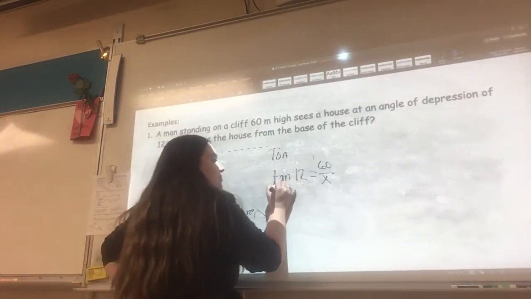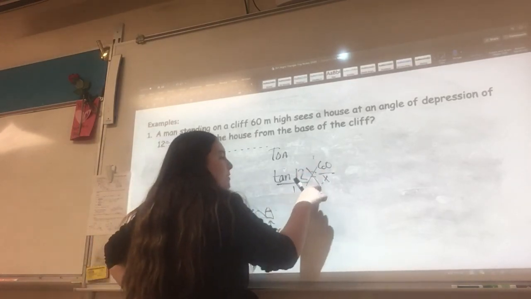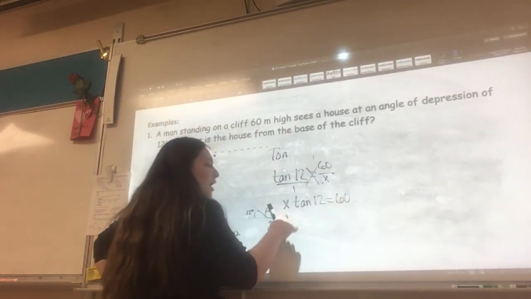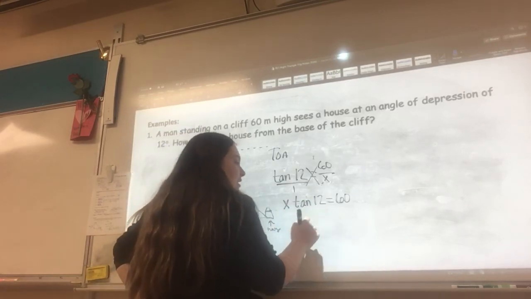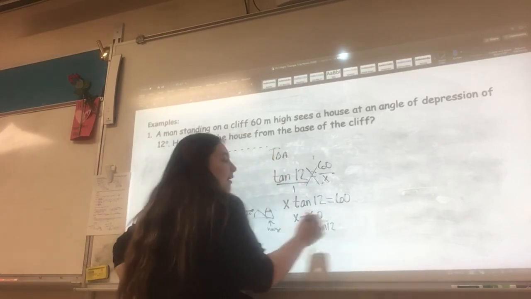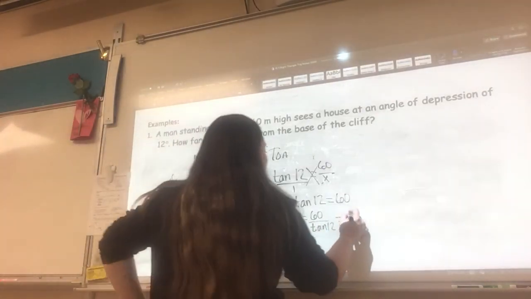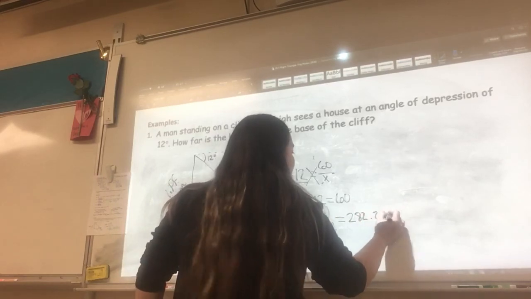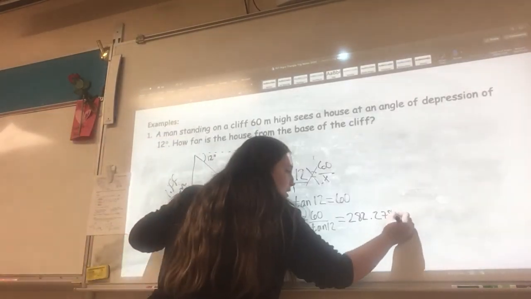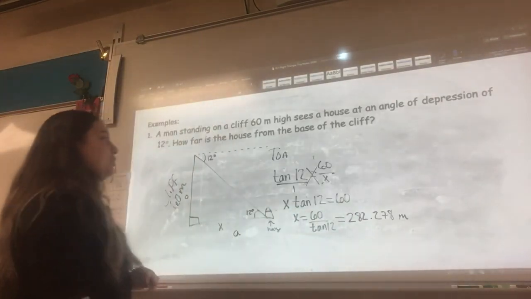But this is just a proportion, meaning this is technically over 1, and we can cross multiply to solve for our missing variable. So we're going to do x times the tangent of 12 is equal to 60, and I'm going to get x by itself by dividing by tangent of 12, so we get x equals 60 over tangent of 12, and all I have to do is plug that into my calculator. Make sure your calculator is in degrees, and you should be getting 282.278. Remember, we are dealing with word problems, and we started out with meters, so that means this is in meters. The cliff and the house are 282.278 meters away from each other.